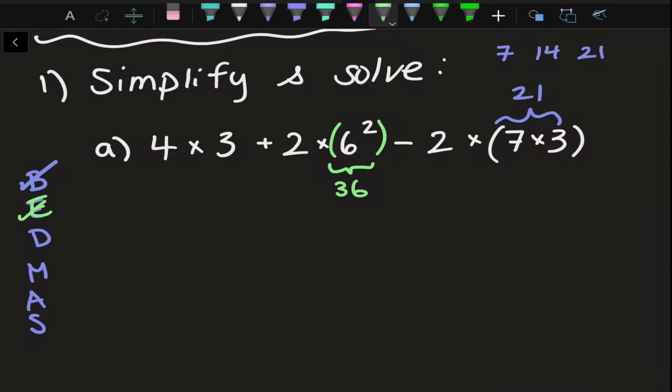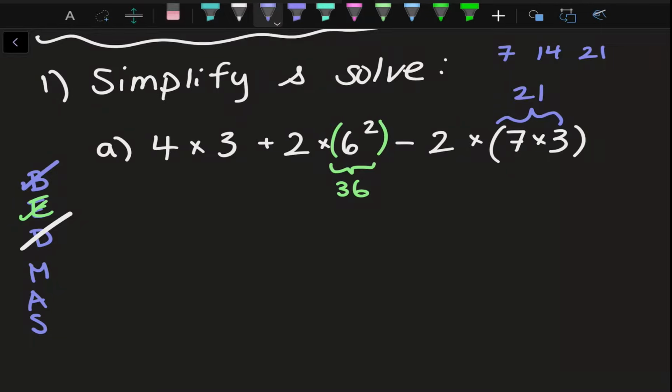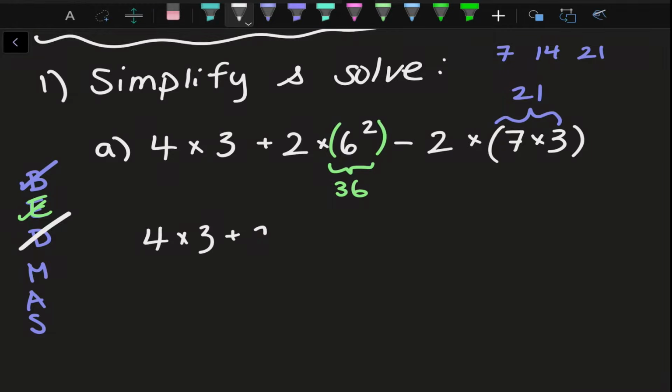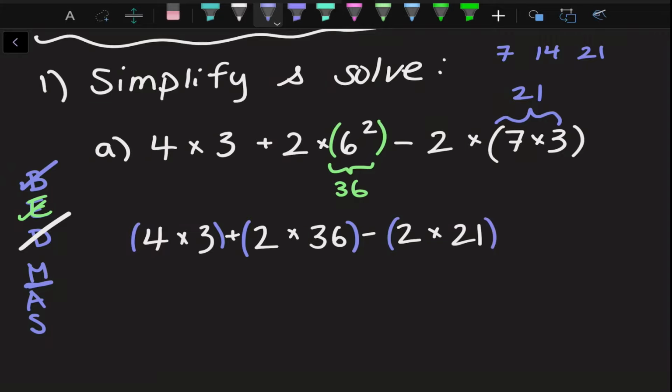Division. None of that. We can cross that right out. Multiplication. There is so much multiplication happening in here, but with all these numbers written all over the place, to make things a little bit easier, we're going to rewrite the equation so we can see it. 4 times 3 plus 2 times 36 now. Minus 2 times 21 now. Okay, perfect. Now I can come in with my multiplication. We're on this step. And I know that first, I have to multiply. So I have to multiply this first, then I have to multiply this, and then I have to multiply this, and then I can add and subtract.